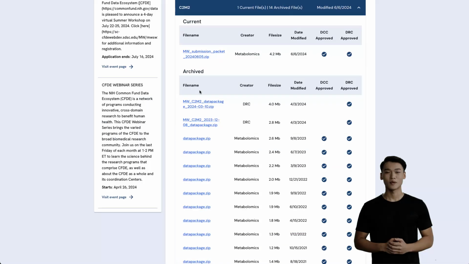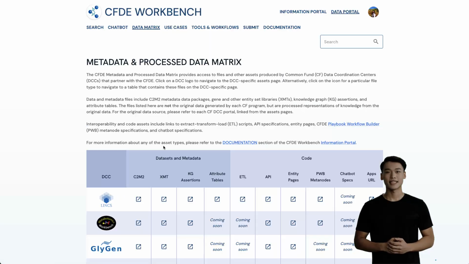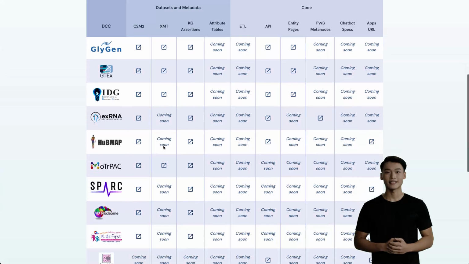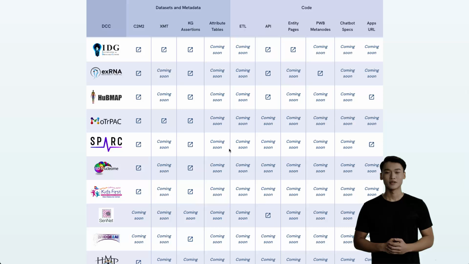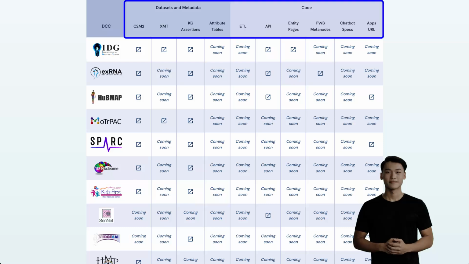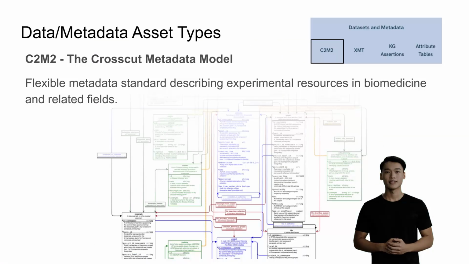Clicking on a file name will automatically download the file from the dedicated S3 bucket we've set up to store all processed DCC assets. CFDE Workbench envisions filling out the matrix through DCC submissions. DRC will assist with processing data into these formats. Currently, the data matrix supports 10 different asset types. The first 4 are considered data or metadata files.